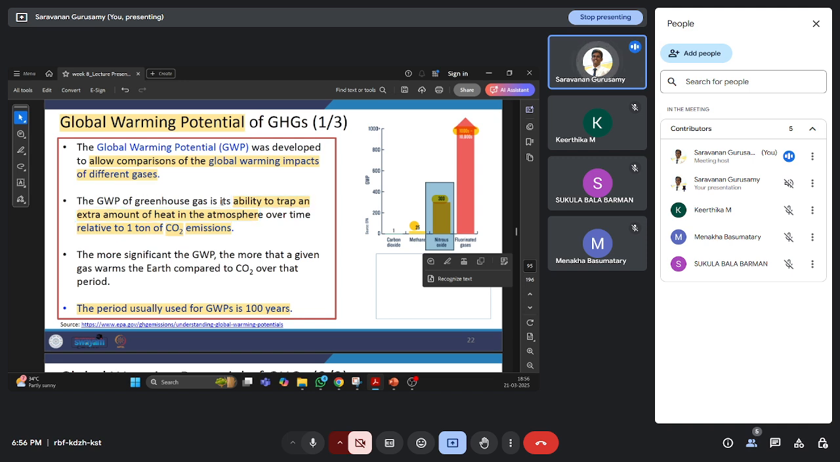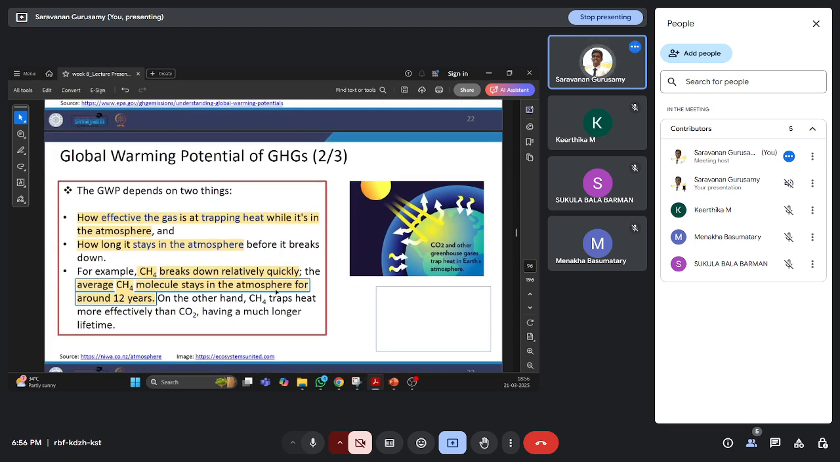The global warming potential of a greenhouse gas is its ability to trap an extra amount of heat in the atmosphere relative to 1 ton of carbon dioxide emission. It's usually per 100 years. If one ton of carbon dioxide emits this much heat in 100 years, then the same will be emitted by 1 by 25th of methane. So that's the equivalent, relative. How effective the gas is at trapping heat, that's what we can get from the GWP. That's the potential as a measurement technique.